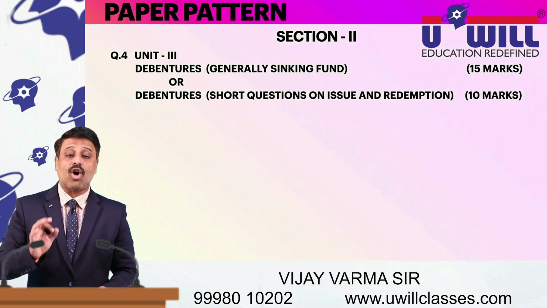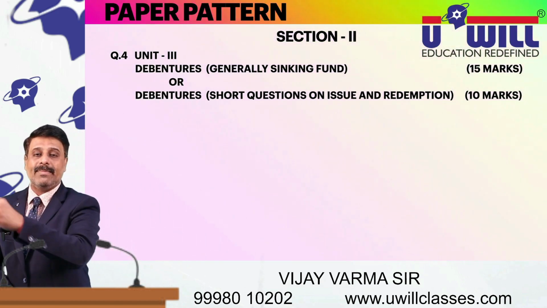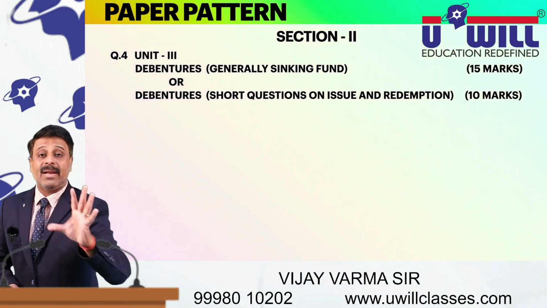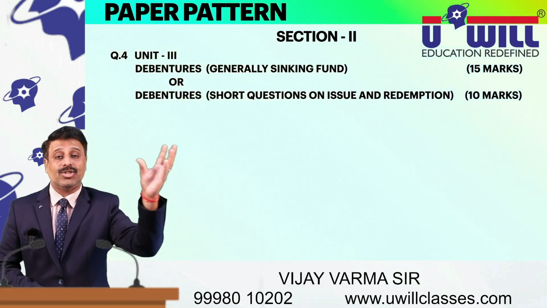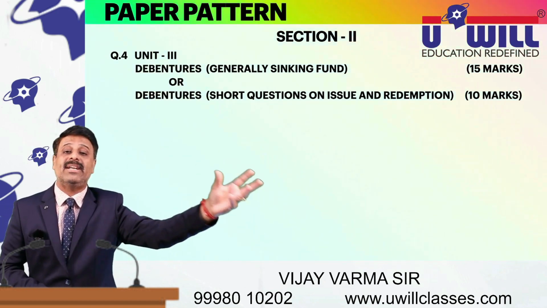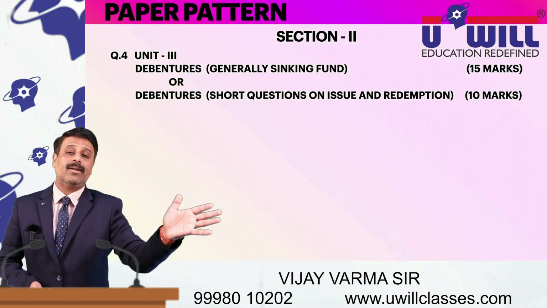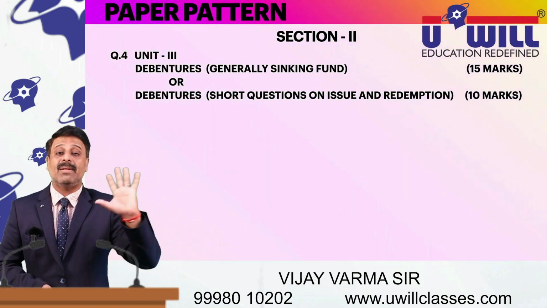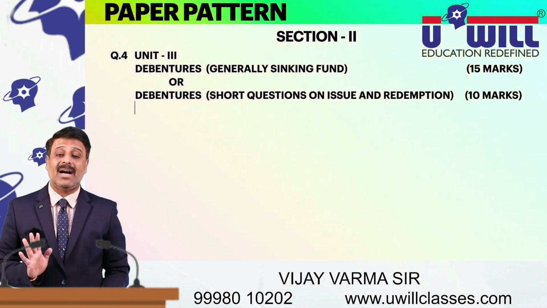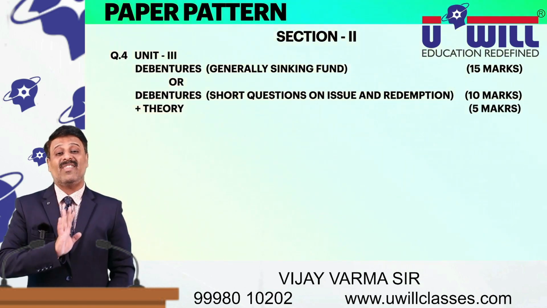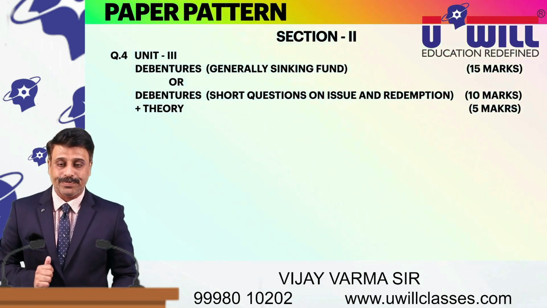In option, you have short questions on issue and redemption, like issue of so many debentures at par, redeemed at par, issued at par, redeemed at premium, issued at par, redeemed at discount. Same way, issued at premium, redeemed at par, issued at premium, redeemed at premium, issued at premium, redeemed at discount. Same way, issued at discount also. So redeemed at discount is not possible, I'm sorry, redeemed at premium. 6 different situations are possible. Those questions are generally asked for 10 marks combined with some theory of 5 marks. Again, which one to go in for this? I'll guide you in the further session.